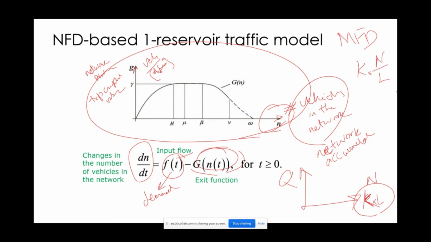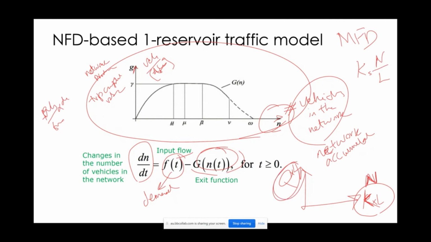So if I multiply this K by L and also Q by L here, this gives me the total number of vehicles in the network. And on the y-axis, I have what? It used to be flow, which is vehicles per time, and now it's multiplied by some kind of distance. This is also called network production.